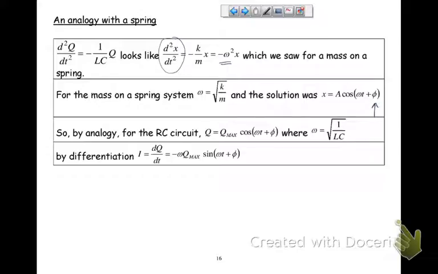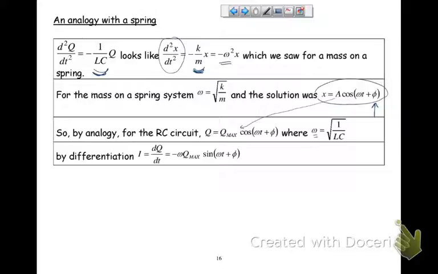So by analogy, for an LC circuit, Q is equal to Q max cos omega t. So we're stealing that little bit. And then what's our natural frequency? Looking at that bit, it's the square root of 1 over LC.